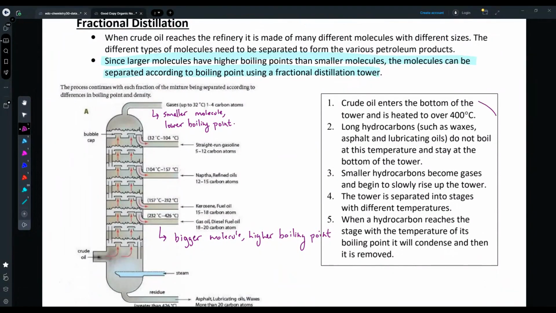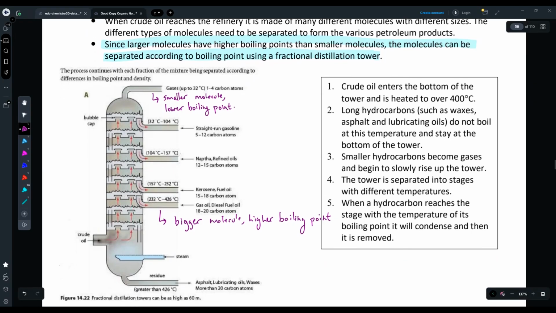Okay, so over here it kind of talks about the fractional distillation process, just a little bit more detail. So crude oil enters the bottom of the tower and is heated to over 400 degrees. The long hydrocarbons such as waxes, asphalt, and lubricating oils do not boil at this temperature, and they stay to the bottom of the tower. Okay, so that you can see right down here.